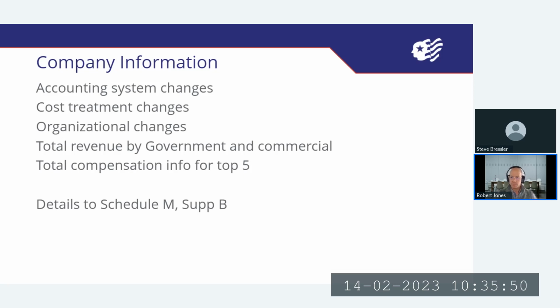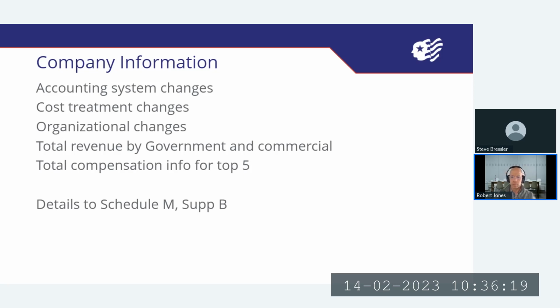We do need total revenue by government and commercial. We need that broken out. Now, you heard me say a few minutes ago that we don't need the details for commercial, and that is still true. On Schedule H, we report all of our commercial work as a single line item. But on Supplemental B, we do have to break out and show revenue for government contracts versus revenue for commercial contracts. And so we do need that breakout percentage.